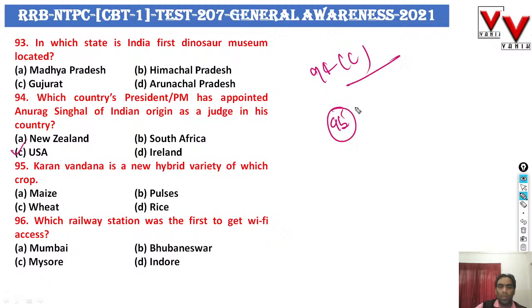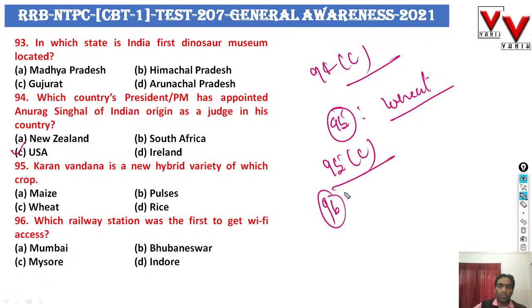95. Karan Bandhana is a new hybrid variety of which crop? That is wheat. Karan Bandhana is a new hybrid variety of wheat. So 95 right answer is C only.